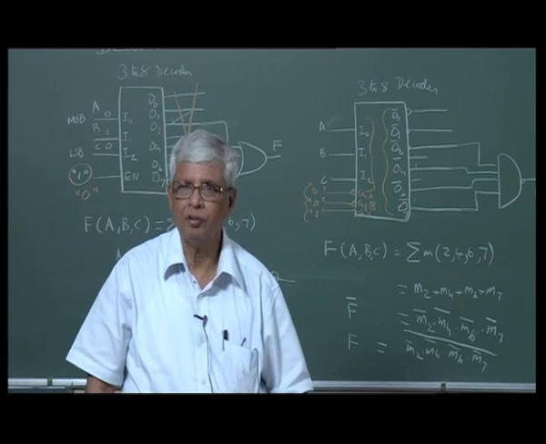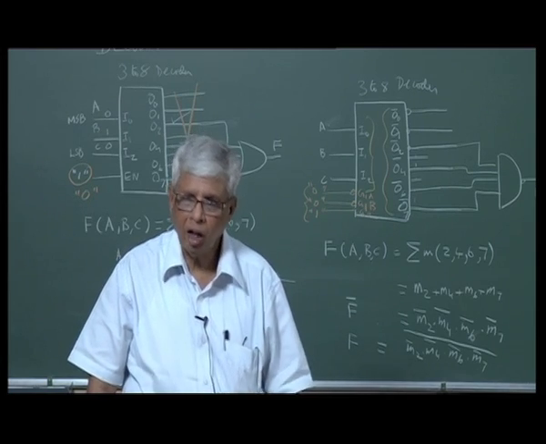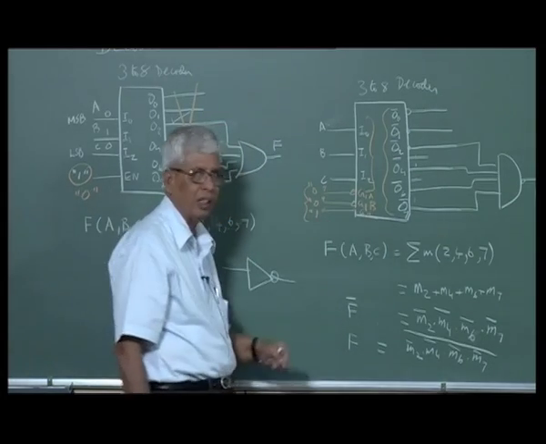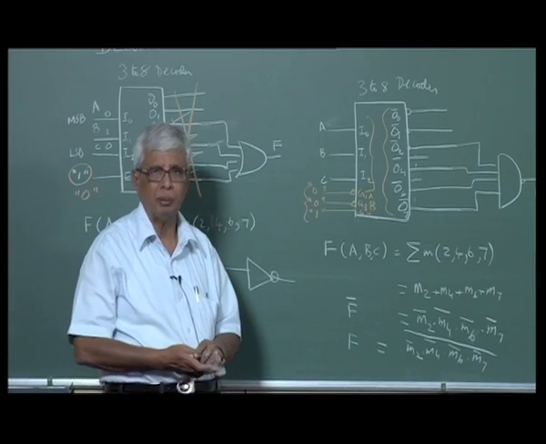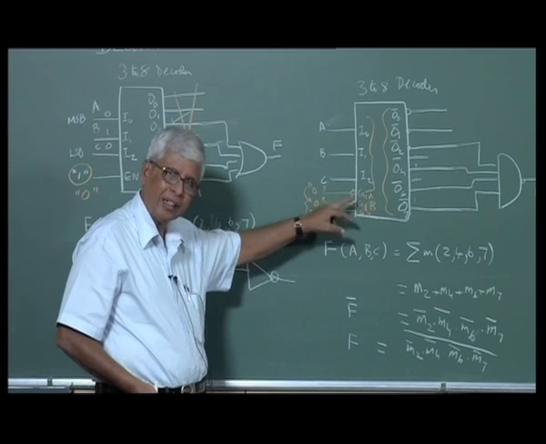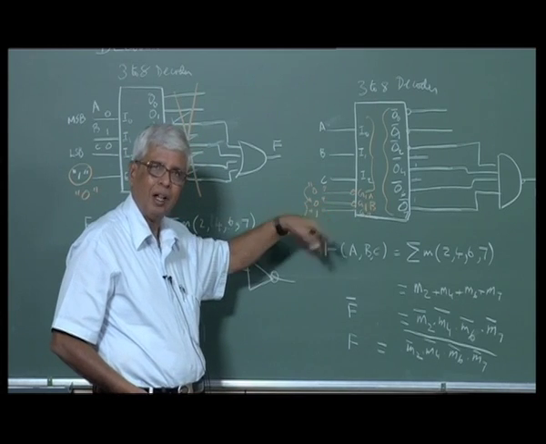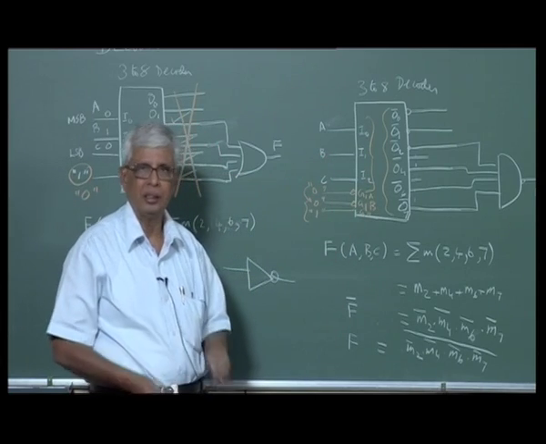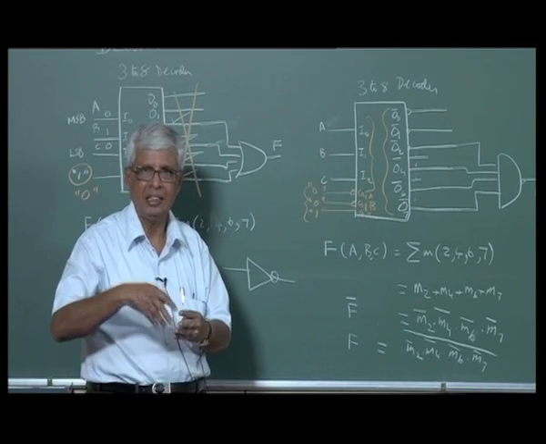74138 is normally given for that, and normally there are 3 enables, 2 active low enables and 1 active high. Why do you want 3 enables? Because sometimes you may use one of them when required and the other 2 may be permanently connected. All that we will see later on, why we need so many. Right now I am only discussing the ICs available.